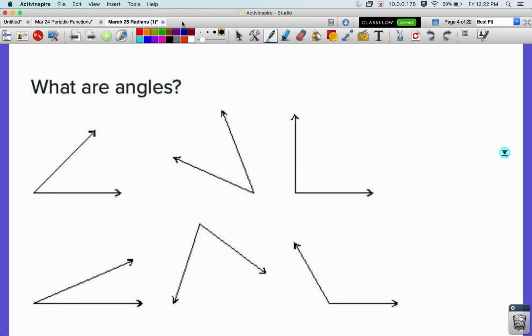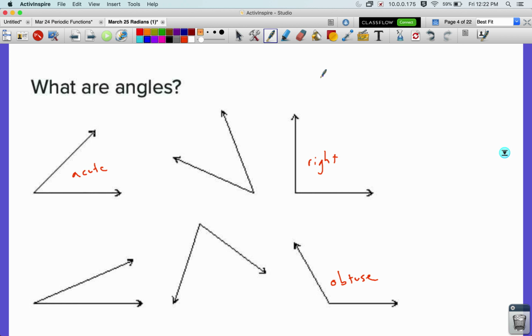So first question, what are angles? Got a bunch of angles up here. You might recognize some of them as being either acute or right or obtuse. But angles are a kind of difficult thing to define. I think we all know what they are when we see them. It's just a measure of how two lines intersect, but I want a more precise definition moving forward.